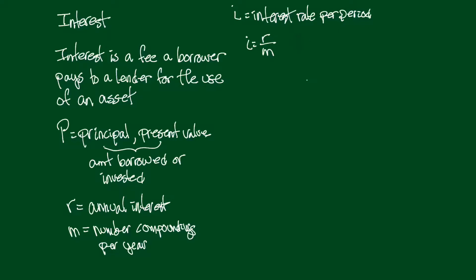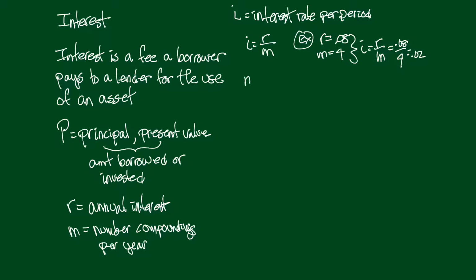So for example, if the interest rate was, say, 8%, and we were going to compound quarterly, then what we would get for this rate per period would be R over M, 0.08 over 4. So we get 2% every quarter.